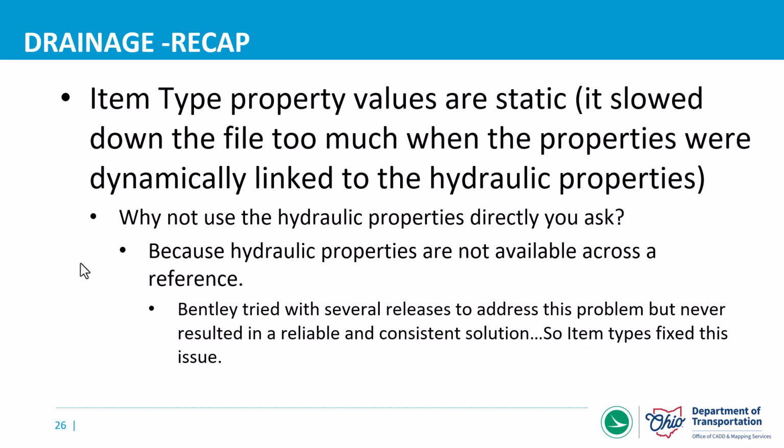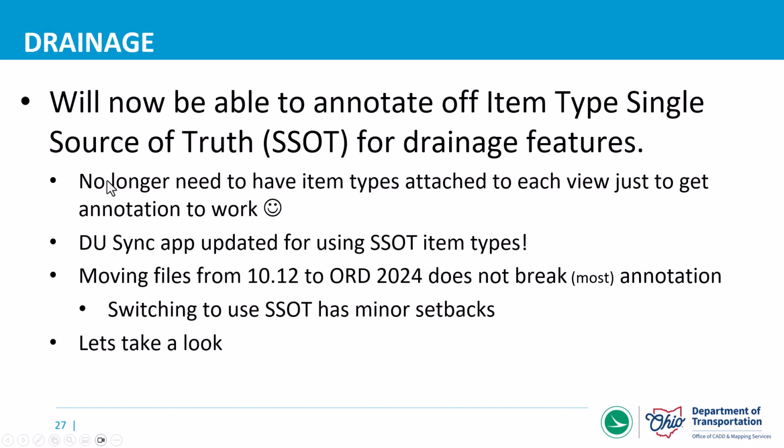Alright, so let's take a look at what we're going to do moving forward. Since we can now make use of the single source of truth item types on drainage features, we no longer have to worry about having item types individually attached to each individual view, or making sure that all those property values are the same across all the views. It's going to get a lot easier because now we can just utilize one single source of truth item type for that given feature. In order for us to make use of this, the DU sync app has been updated. It's now able to handle utilizing the single source of truth item types over the view-specific instances of the item types. That's what we're going to show next, this updated app.